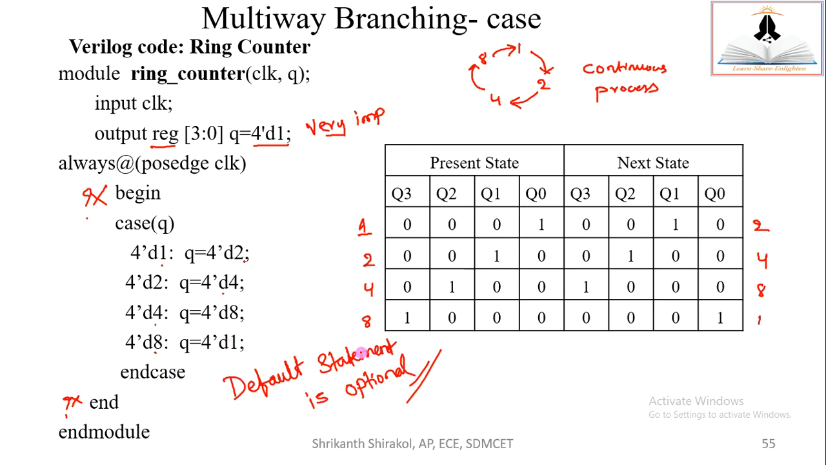If at all you take the default statement, then make sure that this default statement leads the output value to any one of the possible outputs. If you write something other than these, say you write 0, then once it enters the default statement, it is 0, and the 0 alternative is not there. Since it always comes to the default statement, your counter will always give 0. So this is an important thing that you should be aware of.